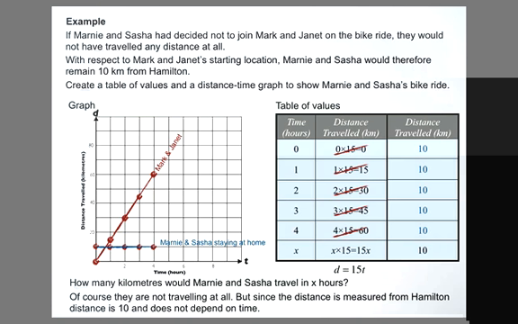In this situation, Mark and Janet's ride is still modeled by the equation d equals 15t. But Marnie and Sasha's now is represented by d equals 10. Because it's not dependent on time, there's no need for a t variable in the equation.